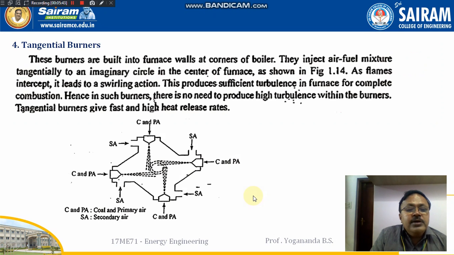Then tangential burners. They are built into the furnace wall at all the corners of the boiler. You can see here the coal and the primary air at the four corners of the boiler. They inject the air fuel mixture tangentially so that an imaginary circle is formed in the center of the furnace. As the flames intercept, it leads to a swirling action. So these are tangential burners.